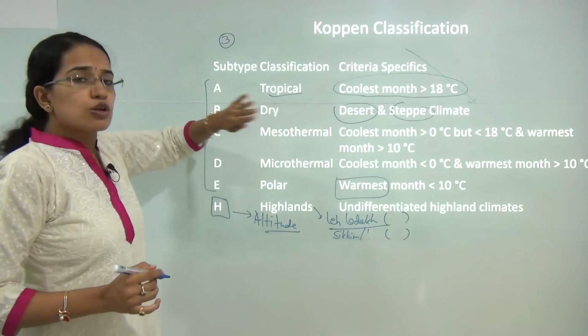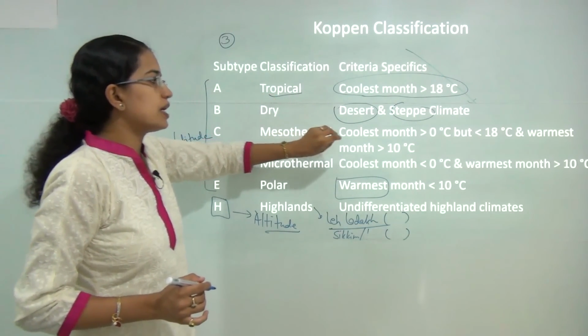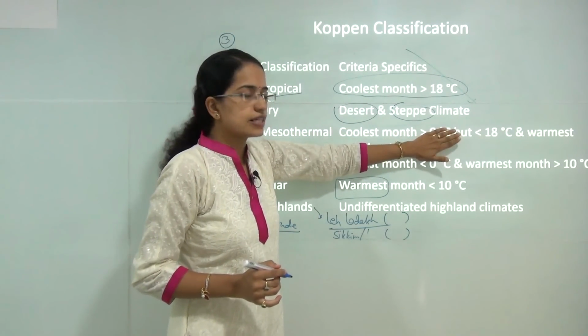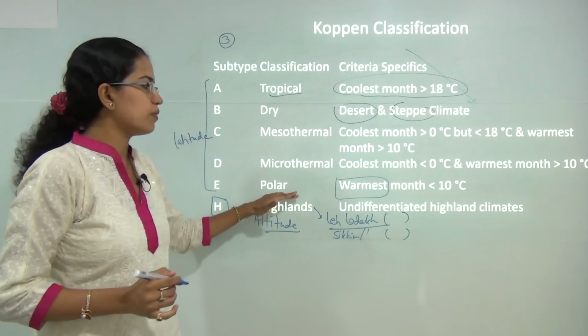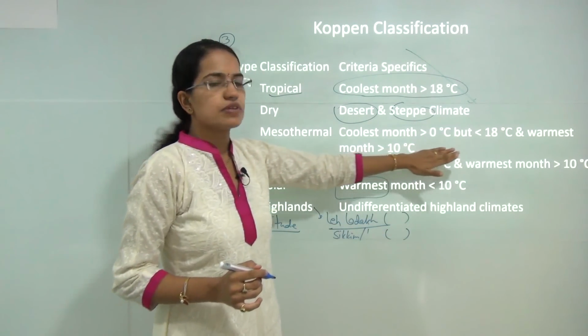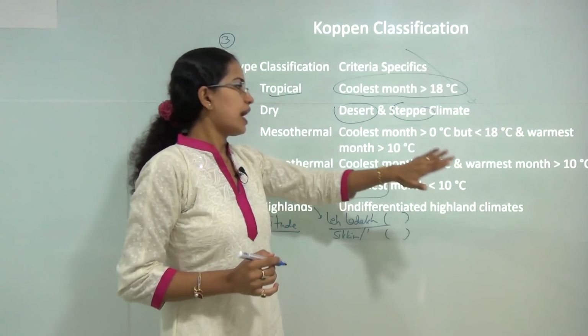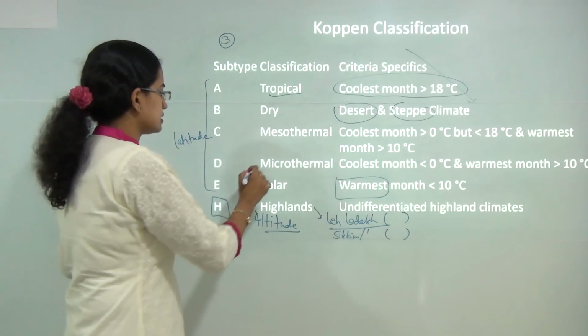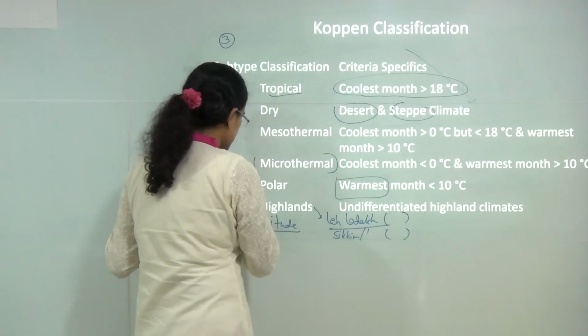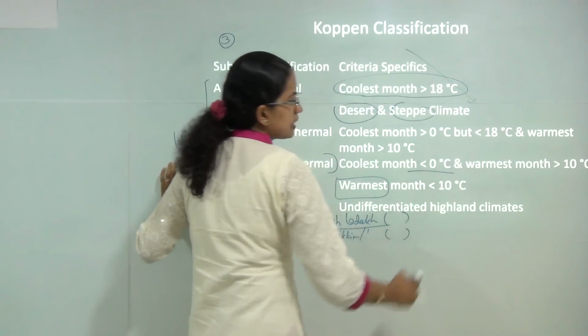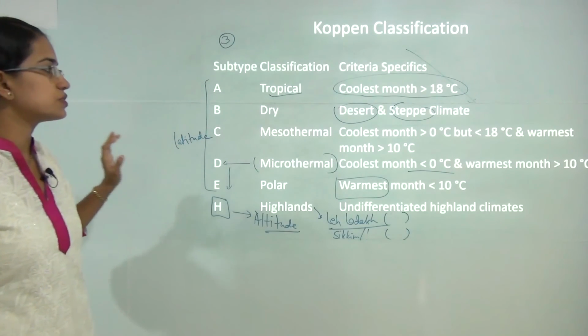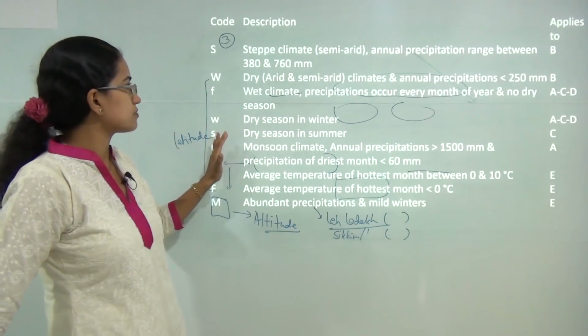Mesothermal, since it is closer to the equator, would have a coldest month with a temperature of more than 0 degrees. But since microthermal is near the poles, it will have a coolest month with less than 0 degrees Celsius and a warmest month more than 10 degrees Celsius. So microthermal, which is D, is closer to the poles and therefore the coolest month would be less than 0 degrees Celsius. This was the primary classification that was given.